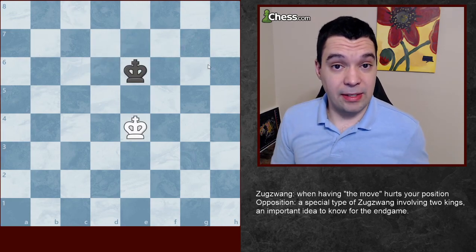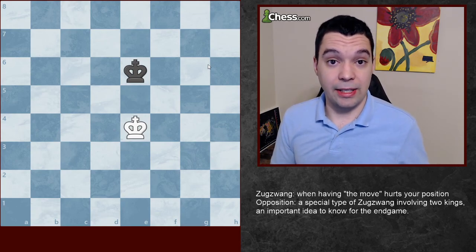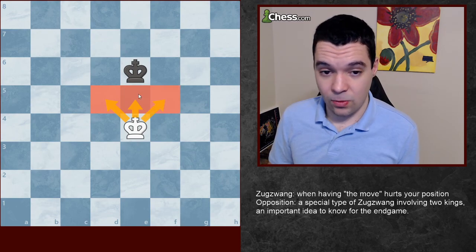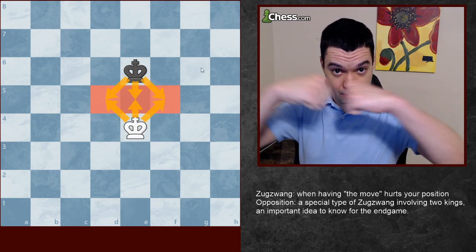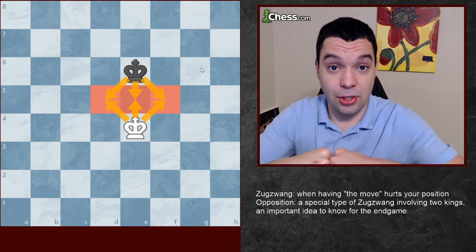So now we'll learn about the opposition. The opposition is about a special kind of Zugzwang involving only kings. Let's take a look. In this position, the white king is attacking 3 squares. The black king is also attacking 3 squares. And so the two kings are really not able to move. They're preventing each other from moving.